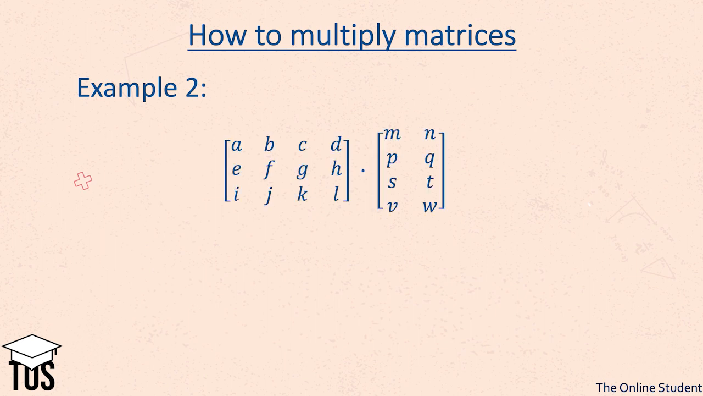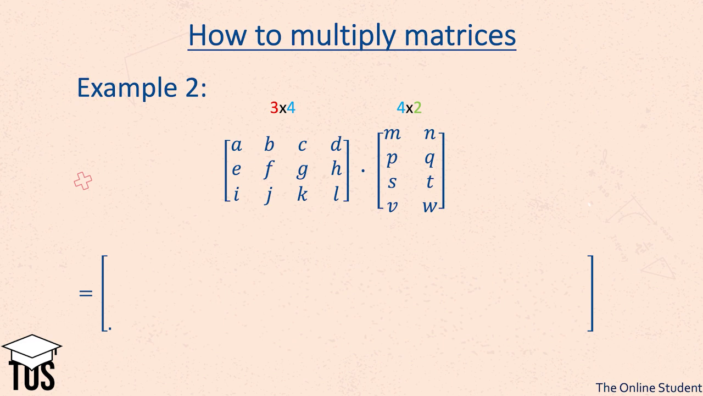This time we are going to multiply two matrices with a little bit bigger dimensions. We're going to take a look at the first matrix, which is a 3 by 4 matrix. So we can see that this matrix has 3 rows and 4 columns. We are going to multiply this matrix with a second matrix, and this one has 4 rows and 2 columns, so this is a 4 by 2 matrix.